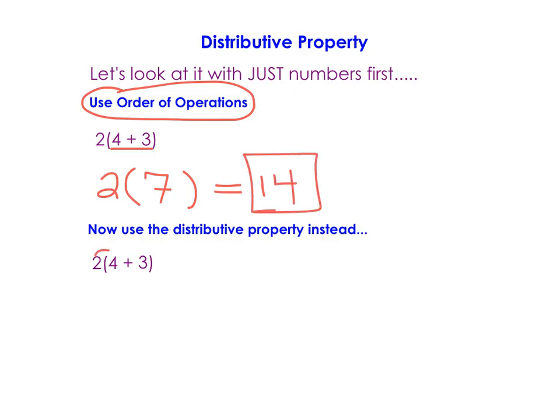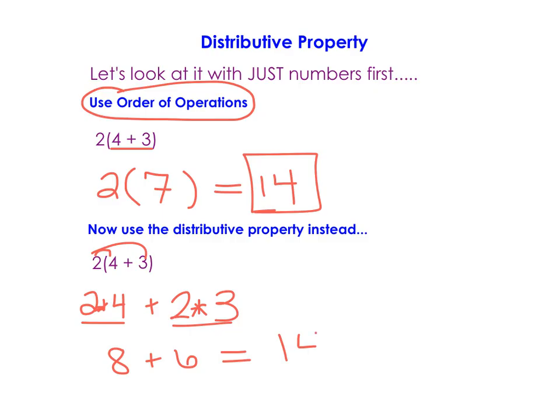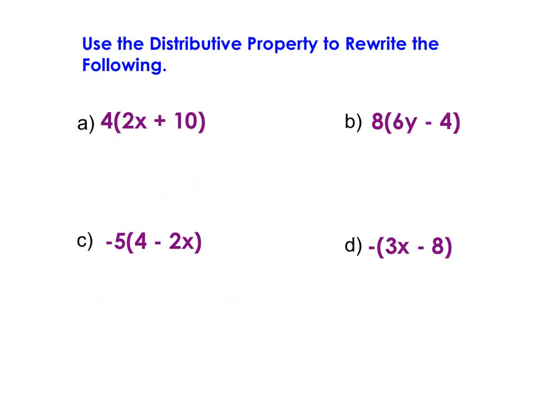Now if we apply the distributive property, we do 2 times 4 plus 2 times 3. 2 times 4 is 8, plus 2 times 3 is 6, and that gives us 14. So you can see we get the exact same answer. So the distributive property can be used to rewrite mathematical expressions. And while it wouldn't be super helpful with just numbers, it is extremely helpful when we have variables involved and we need to solve for those variable values. So for these 4 problems, we're going to quickly use the distributive property to rewrite the statements below.